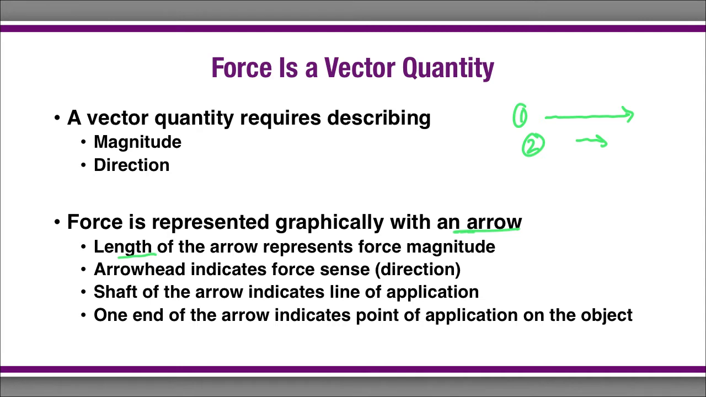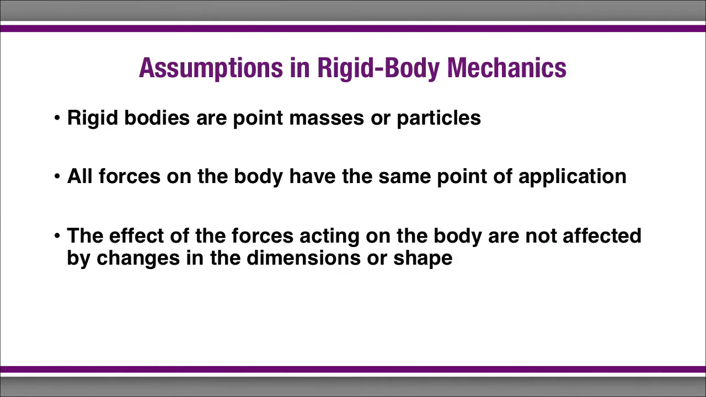The shaft of the arrow, so the line itself, indicates the line of application, so where that force is actually applied to an object, and one end of the arrow indicates the point of application on the object. So the end of the arrow with the actual arrowhead on it, not this end, of course, is going to indicate where that point of application is applied.